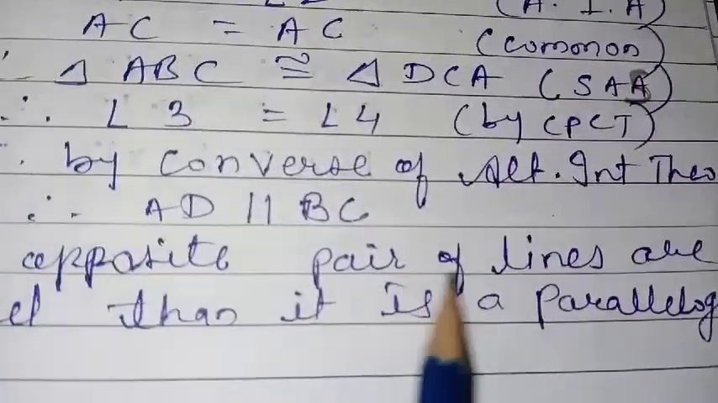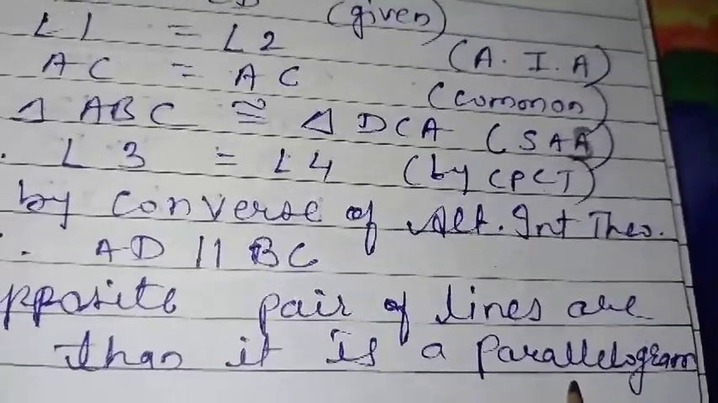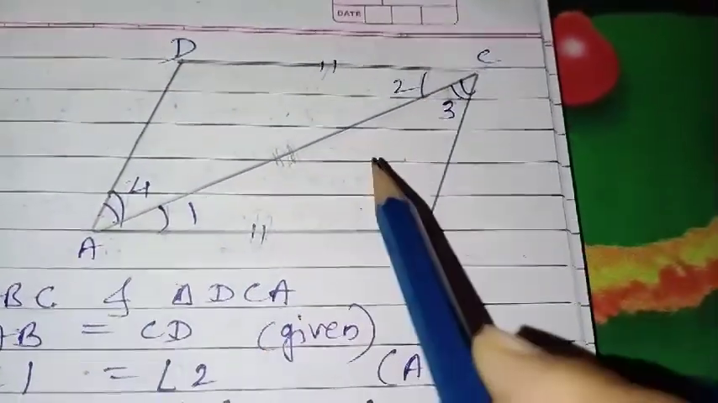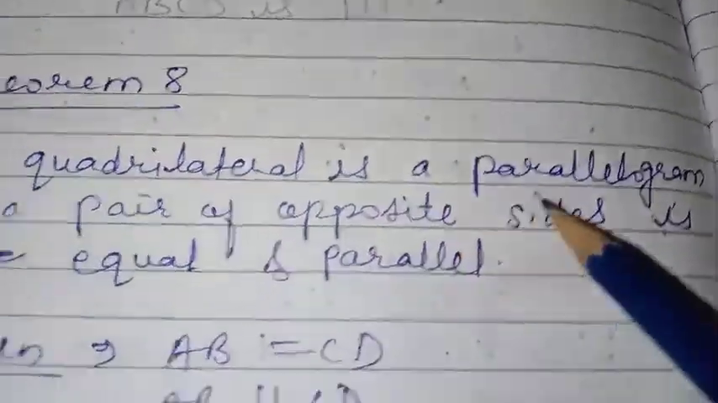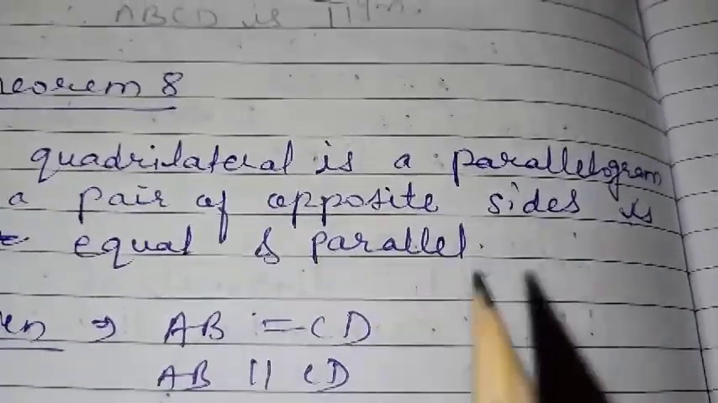Hence, if a pair of opposite sides is parallel and equal, we can say that it is a parallelogram. Here we showed both pairs of sides parallel, that is why it is a parallelogram. But we can apply this theorem: if in a quadrilateral a pair of opposite sides is equal and parallel, then it is a parallelogram. Okay.